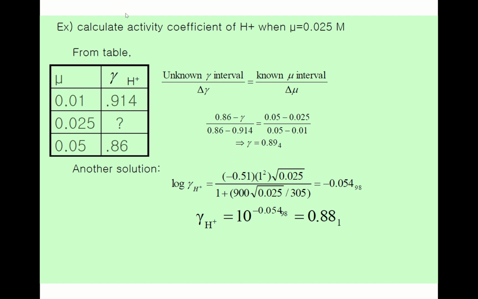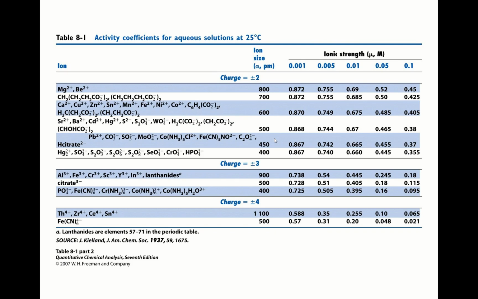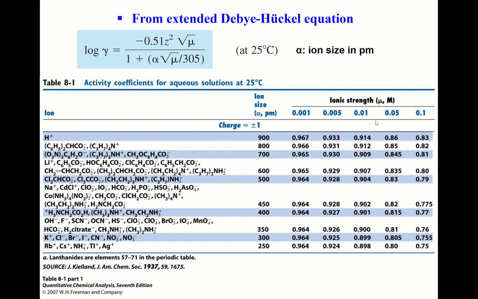And here is an example. Calculate the activity coefficient of proton when mu equals 0.025. From the table you know this mu value is in between mu of 0.01 and 0.05. I will show you. In this case, since your mu is 0.025, it lies in between these two.